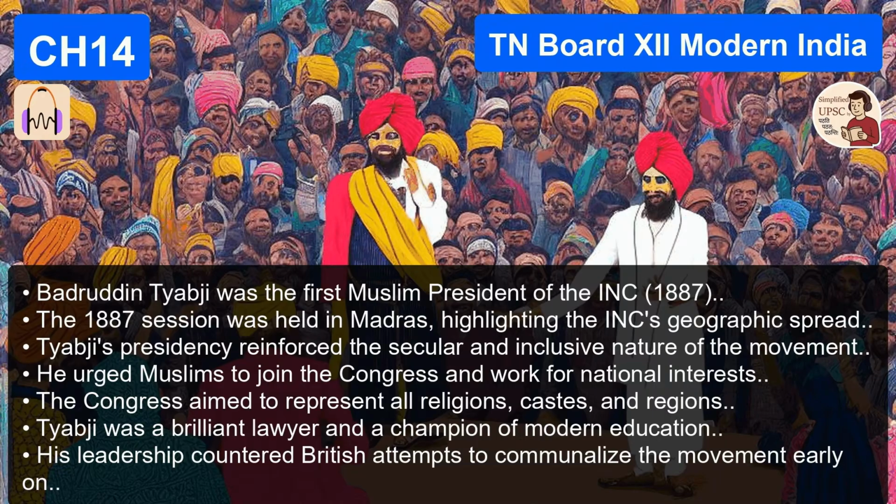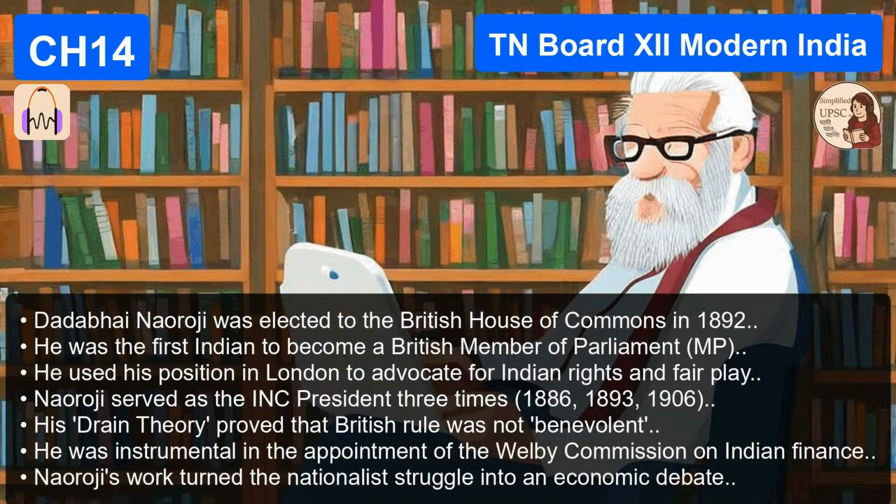Yes, and he wasn't just a politician. The text highlights that he was a social reformer. He arranged for the remarriage of his own widowed daughter, which in 1889 was a radical, almost dangerous act that could get you ostracized. It shows that these early leaders were trying to modernize Indian society from within while also fighting the British. They were fighting on two fronts.